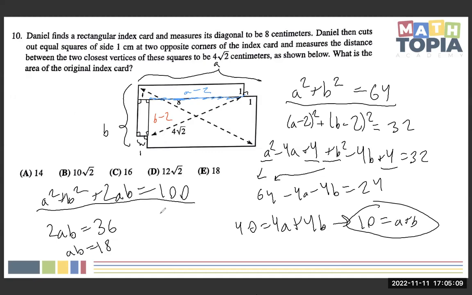If you look back at what the problem's asking for, it's asking for the area of the original index card. That is the area before Daniel snaps those two squares out from it, right? The original index card, before he snaps out those two squares. That's the key of this word here, original. So it's not 16. We don't subtract 2. The answer is 18.